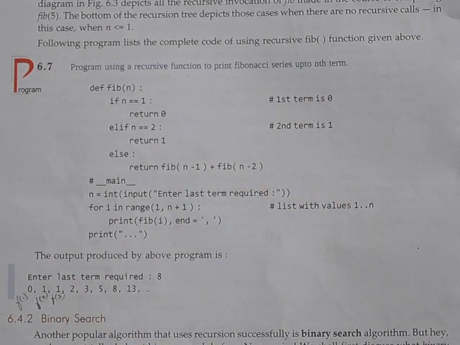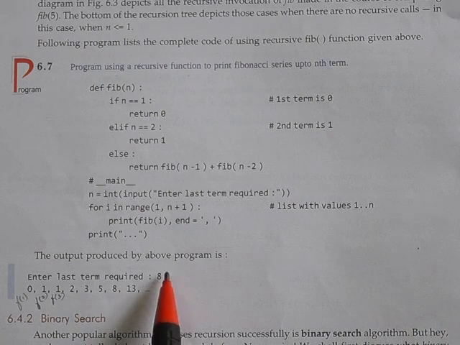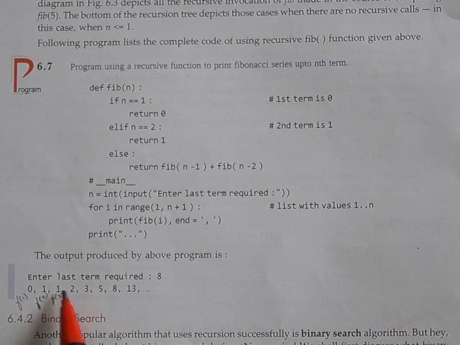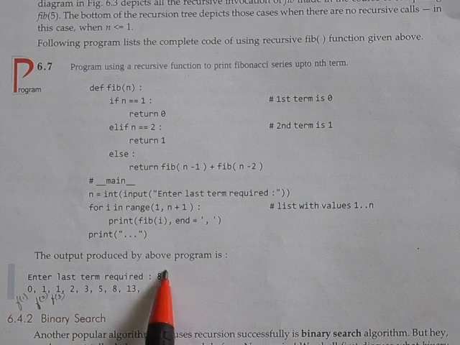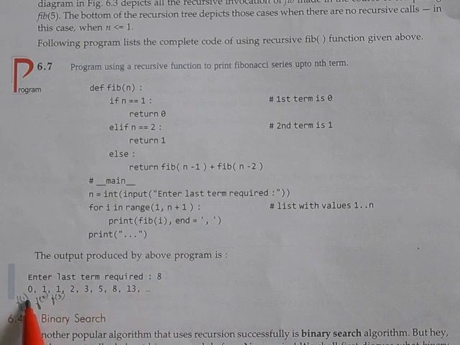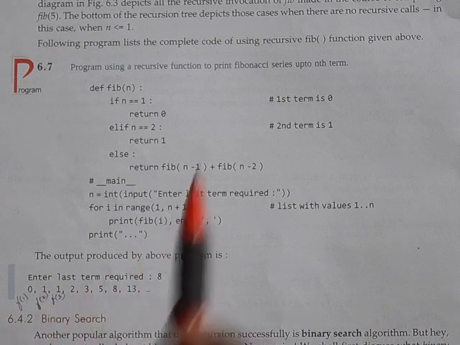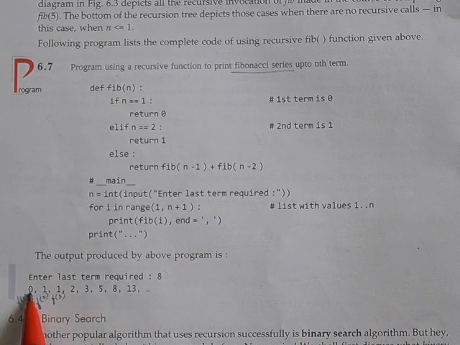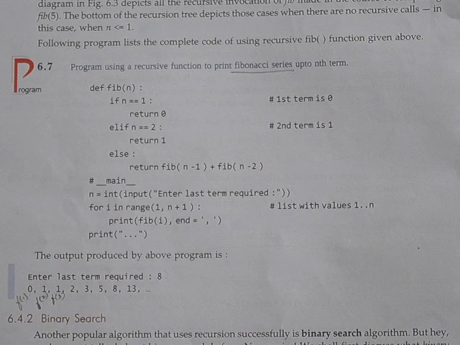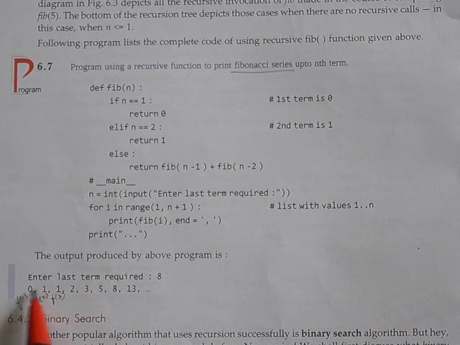That means, suppose if you give 8, it will give 8 numbers: 1, 2, 3, 4, 5, 6, 7, 8. Suppose if you give 8 it will give 8 numbers, but here one condition is there. Fibonacci series means the first term and the second term will be 0 and 1. Confirm, no doubt. The first term and second term is 0 and 1.